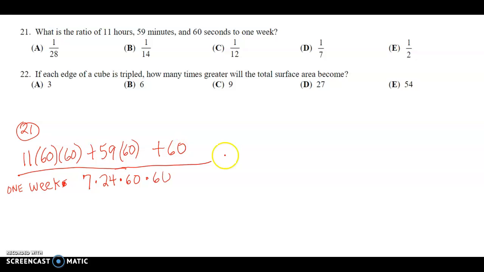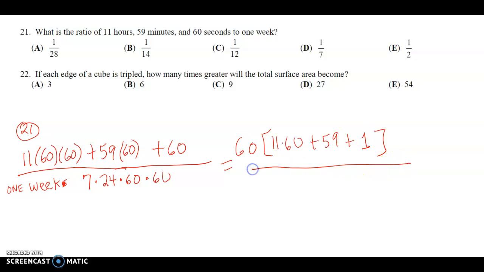I could see that 60 is a common factor, so I could factor out a 60. I still have 11 times 60 plus 59 plus 1 now. Look at that. So I'm going to cancel one of my 60s here. So I'm really left with 7 times 24 times 60.